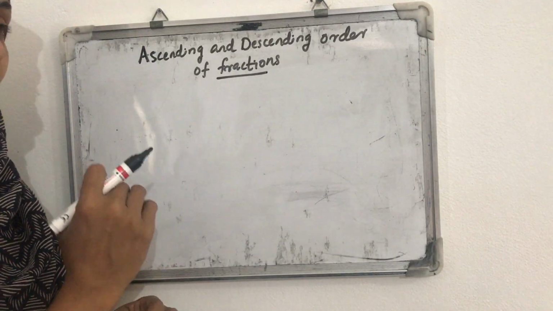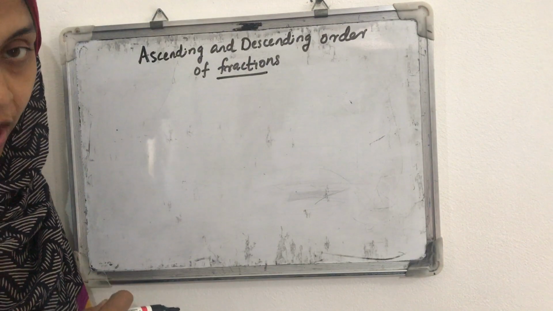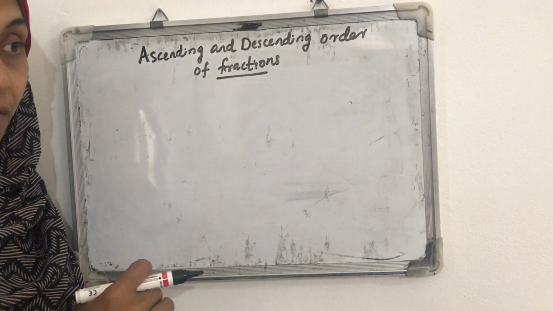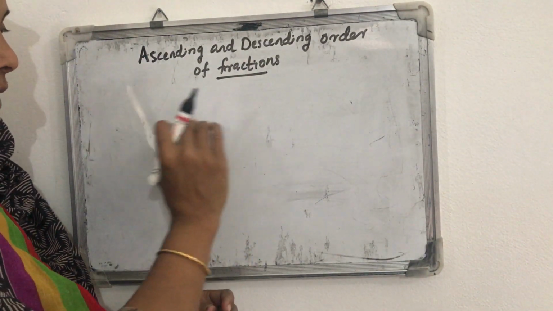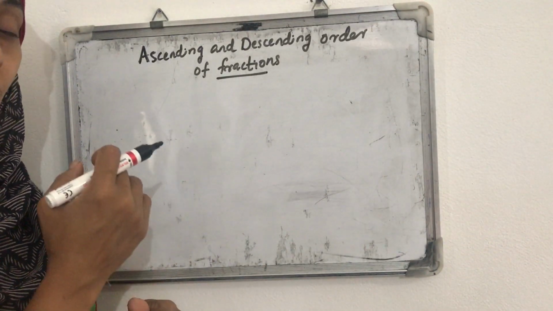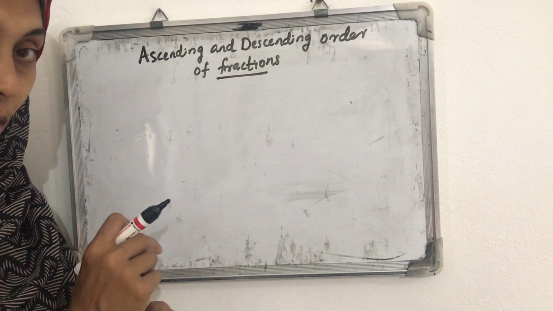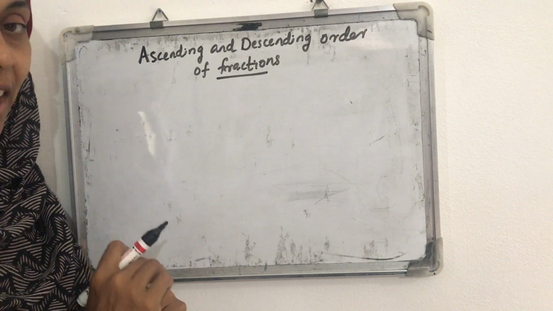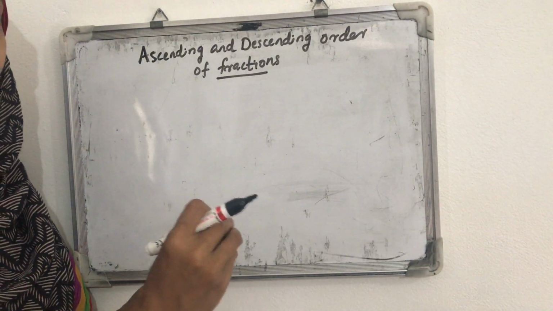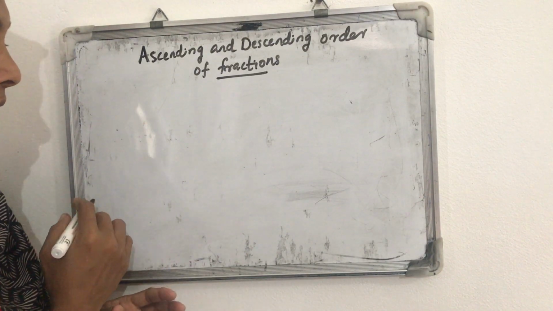Just like numbers, fractions also we can write in ascending and descending order. So what do we want to do? If 5 or 6 fractions are given, how can we write them in ascending order? For that, first we want to find out which is the smallest fraction, then which is the next bigger, like that. Now how can we find out?